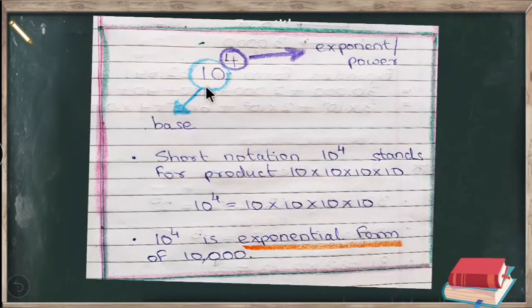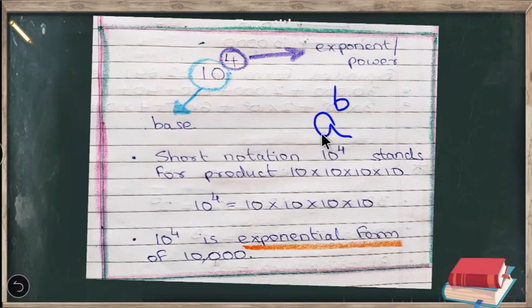Now when we write 10 raised to the power 4, the number which is in the power is known as the exponent or power, and the number here will be the base. This can be written as a and b, which will be read as a raised to the power b. This is exponential form, and here b will be the power or the exponent, and the base will be the number which is written here.